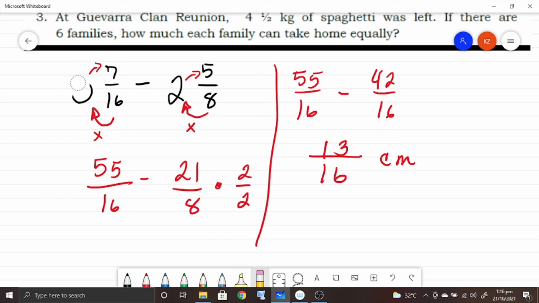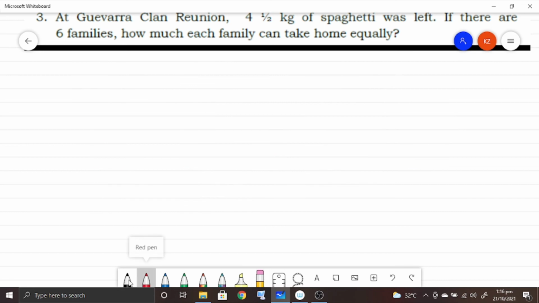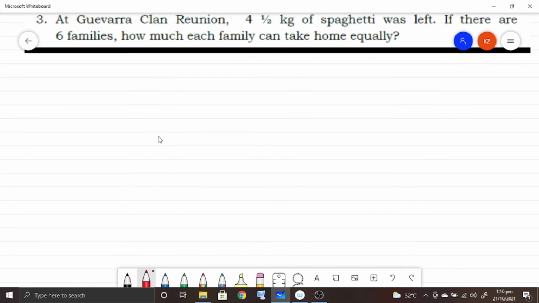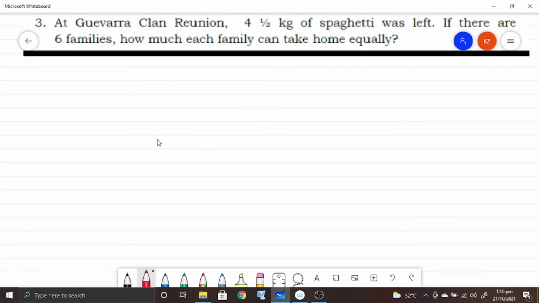Next, last one. Okay, number 3. At Guevara Clan reunion, 4.5 kilograms of spaghetti was left. So if there are 6 families, how much each family can take home equally? So, Pinoy culture. So, kailangan magbalot. Okay, para hindi mapanis ang spaghetti.